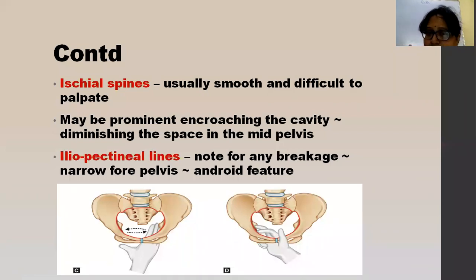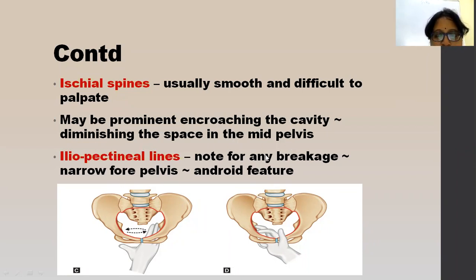You can palpate only a single spine. In case you are able to palpate both the spines, it means that it is an android pelvis. It is an android pelvis. And if you can palpate them, it means they are encroaching the cavity and diminishing the space in the mid pelvis.